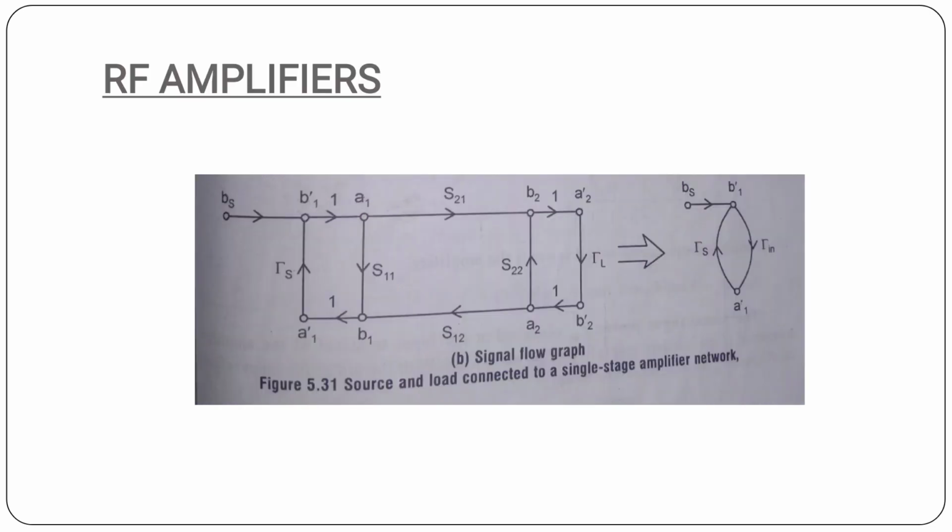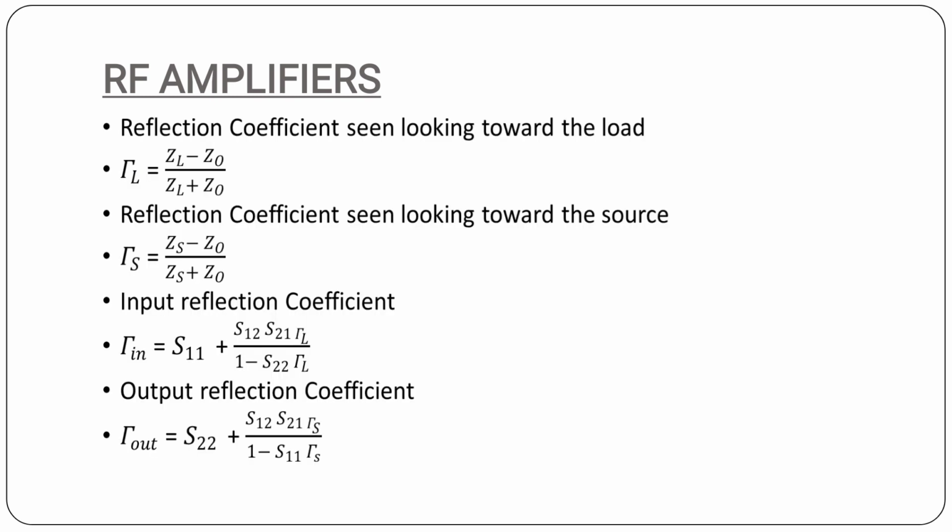The signal flow diagram for the RF amplifier. Consider a two-port network with the parameters S11, S12, S21 and S22. To calculate the reflection coefficients: the reflection coefficient seen looking towards the load, gamma L, is equal to (ZL minus Z0) divided by (ZL plus Z0). The reflection coefficient seen towards the source, gamma S, is equal to (ZS minus Z0) divided by (ZS plus Z0). The input reflection coefficient gamma in is equal to S11 plus S12 S21 gamma L divided by (1 minus S22 gamma L). The output reflection coefficient gamma out is equal to S22 plus S12 S21 gamma S divided by (1 minus S11 gamma S).